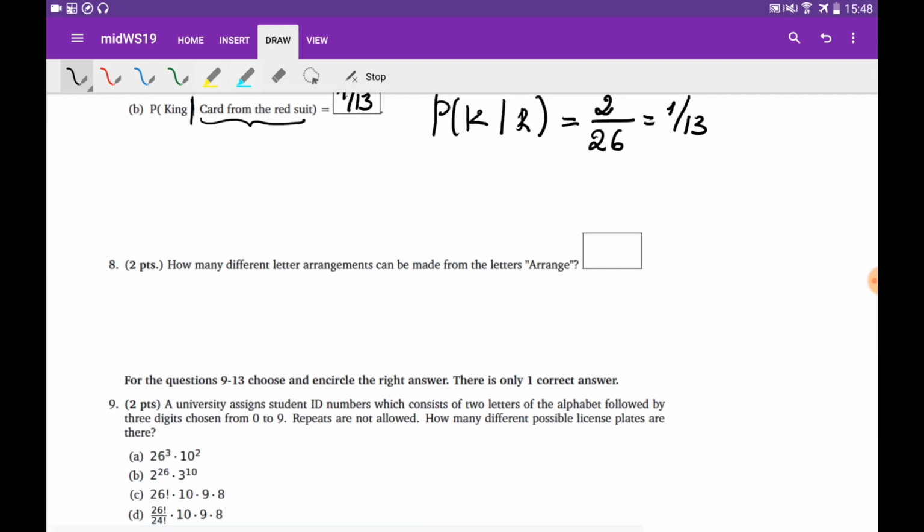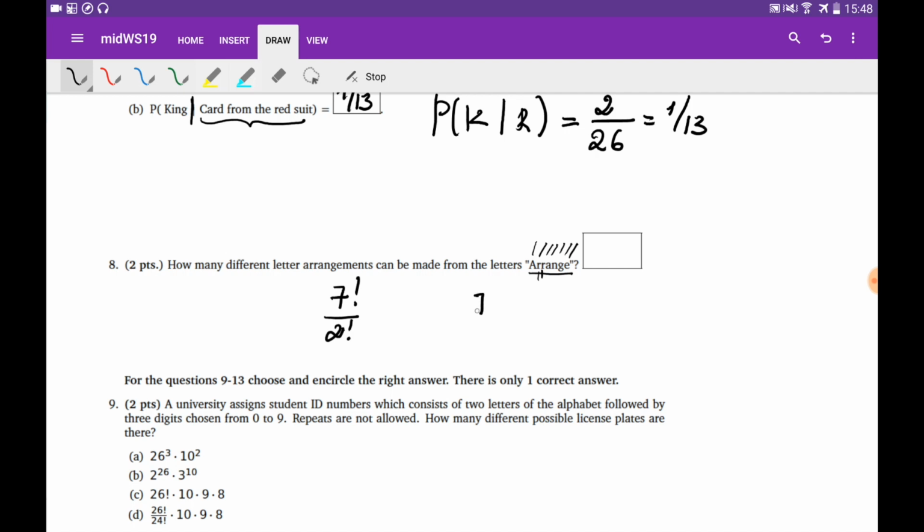Question number 8 is about the number of arrangements of the letters in this word. So there are 1, 2, 3, 4, 5, 6, 7 letters, right? If all of them were different, then it would be 7 factorial. Since I've got 2 R's, which are the same, I need to divide this by 2 factorial. If you consider the capital A and the small a as different letters.